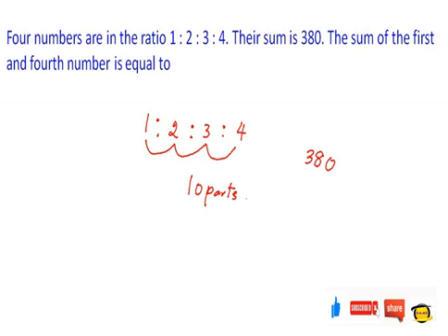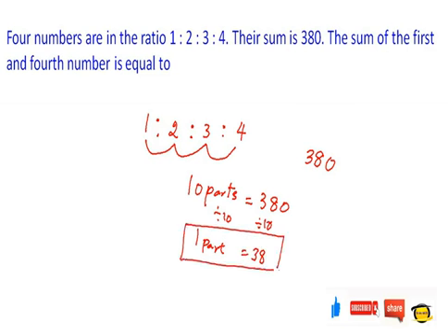So 10 parts of the sum is equivalent to 380. So what is going to be the value for one part? Just divide by 10 on both sides and we are going to get 38. So one part of the sum is equivalent to 38, right? Now what is the question? Find the sum of the first and the fourth term.